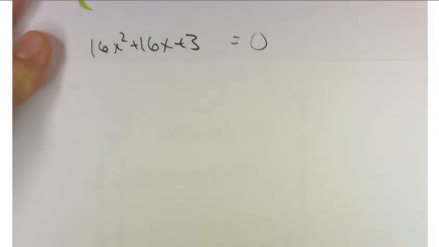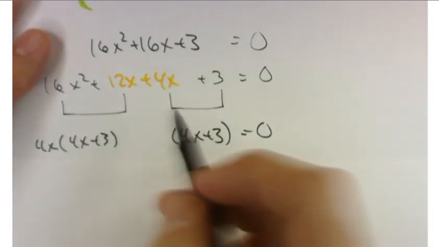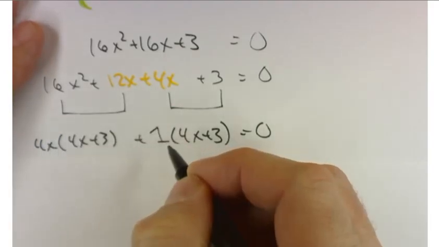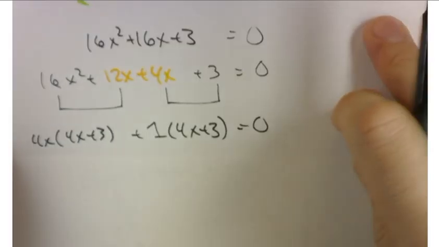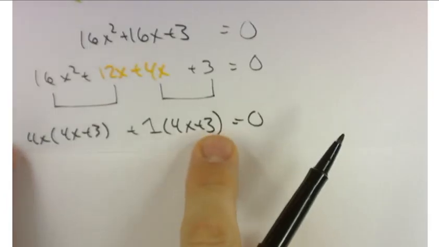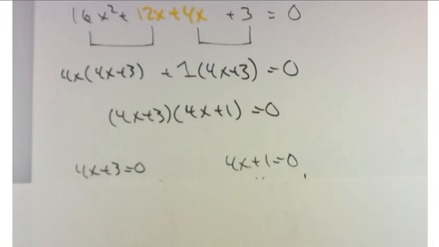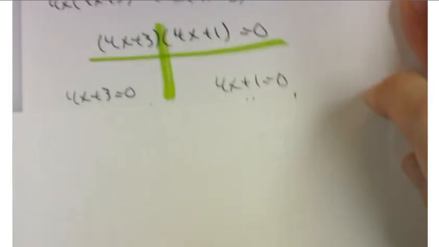16 times 3 is 48. Two numbers that multiply to 48 are 12 and 4. So split up that middle term. Factor by grouping. You can factor out a 4x here. Factor out a 1 here. Oh, I'm sorry. Did you guys use the quadratic formula? Oops, my bad. Well, let me just finish this anyways. Factor out the GCF here, which is 4x plus 3. Now you've got two things that multiply to 0. So this times this is 0. One of these things has to be 0. Set equal to 0 and solve.